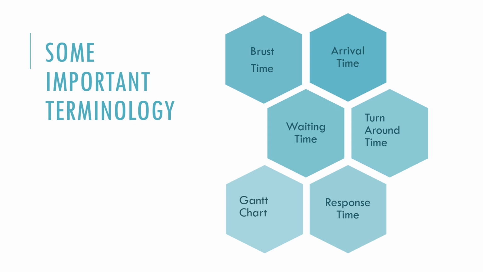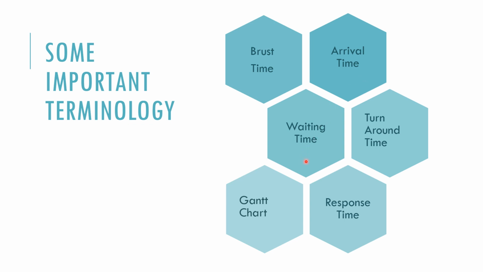The first is the Gantt chart. Generalized Activity Normalization Timetable. A Gantt chart is a visual representation of a process schedule with their arrival times and burst times. Coming to burst time, it refers to the amount of time taken by a process to complete its execution. Arrival time refers to the time at which a process enters the ready queue for execution.